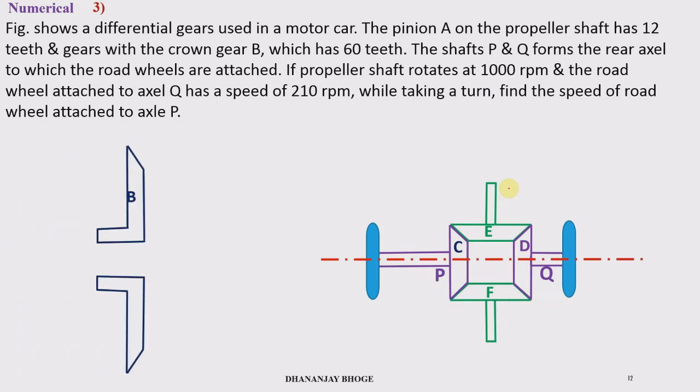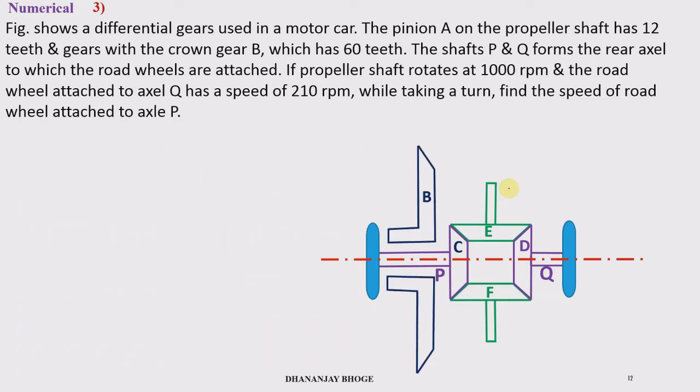Now draw the crown gear B, which can rotate freely about the main axis of the gear train or over the axle P. Gear B is the crown gear, which can revolve freely over the axle P. All the gears are bevel gears.